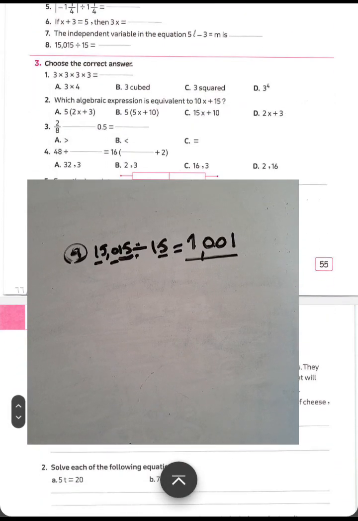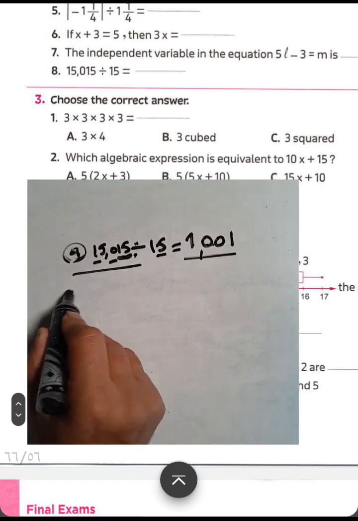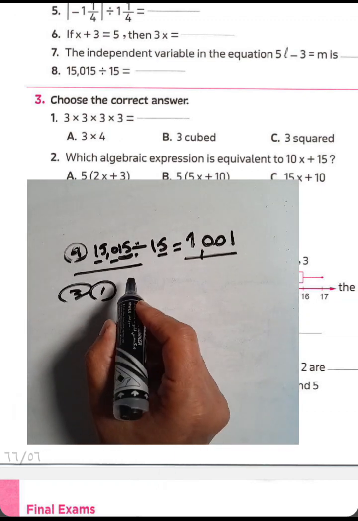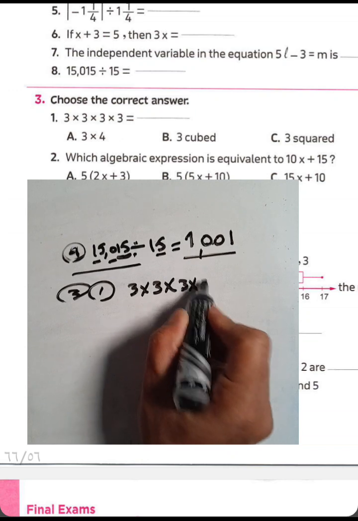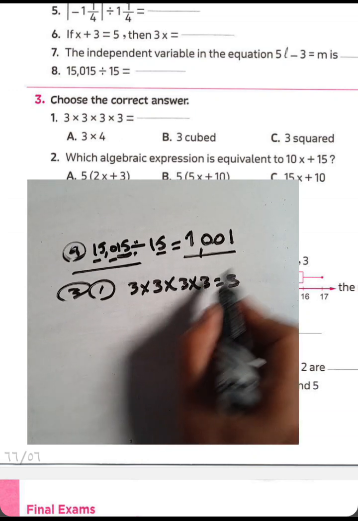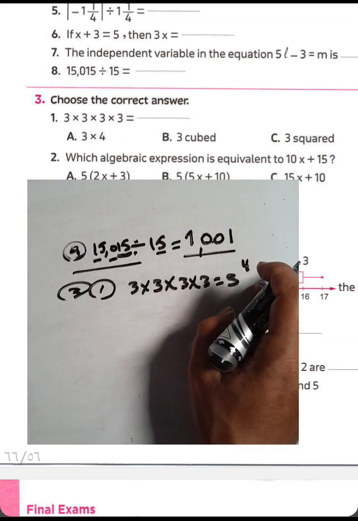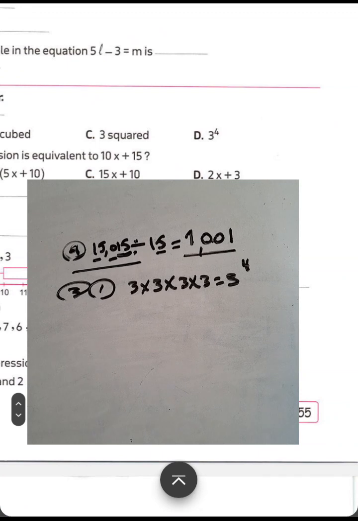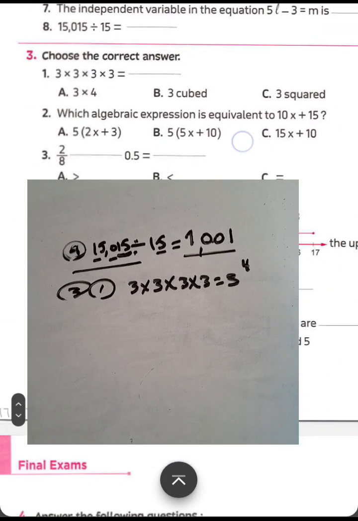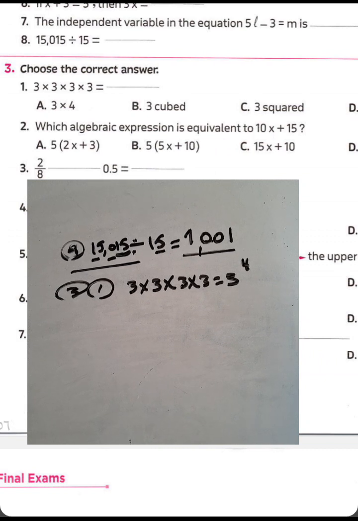Question number 2, choose the correct answer. Number 1, we have here 3 multiplied by itself 4 times. 3 by 3 by 3 by 3. We know it means 3 power 4. Okay, you can write 3 power 4. We call it 3 power 4. Choose letter D.